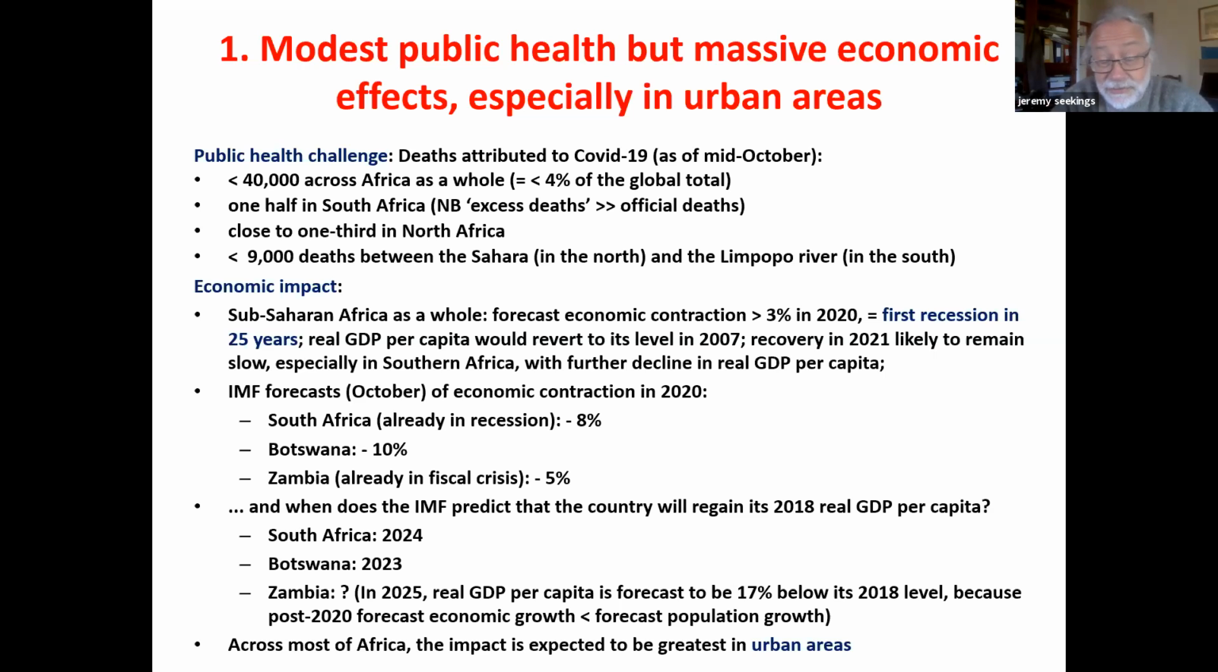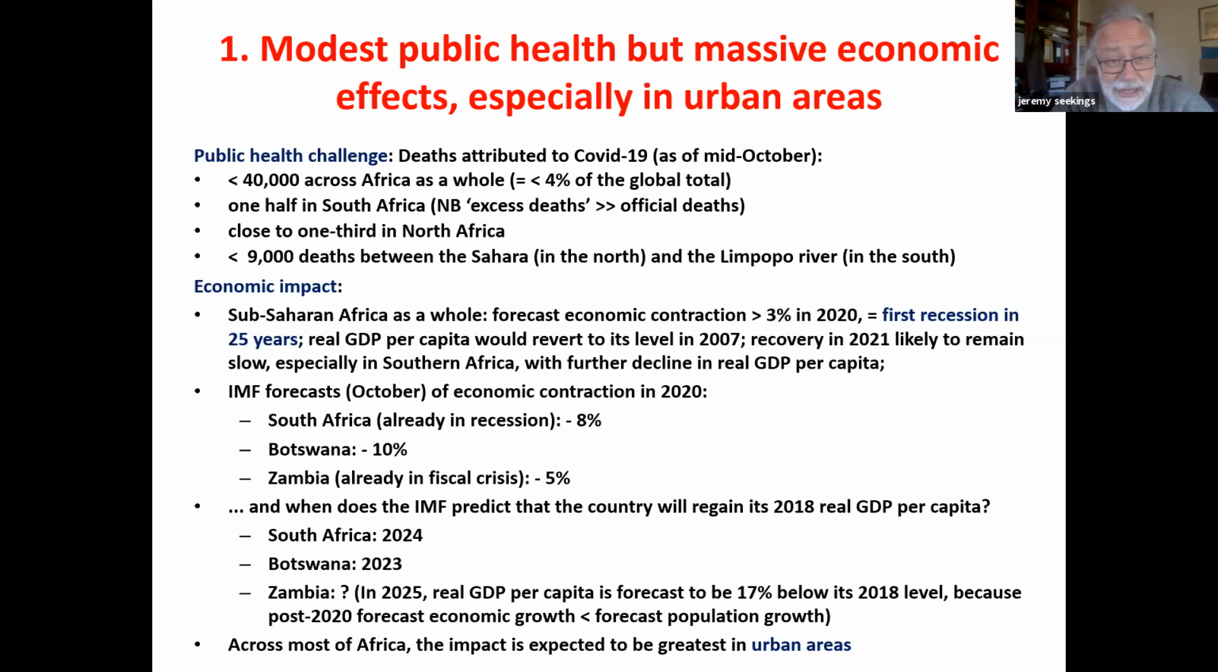Recovery next year is likely to be very slow, especially in Southern Africa, and slower than the rate of population growth. The IMF's most recent forecasts earlier this month are that South Africa's economy will contract by 8% this year, Botswana's by 10%, which is a completely unprecedented contraction in Botswana since independence, and Zambia slightly less, by 5%. Those are the 3 cases that I'll be talking about later.